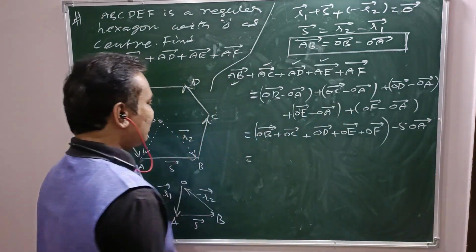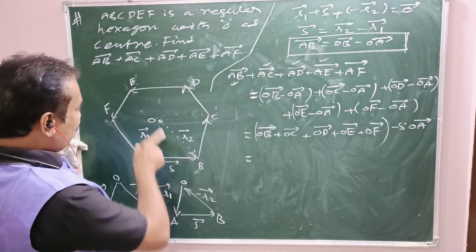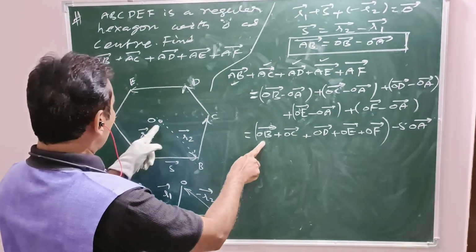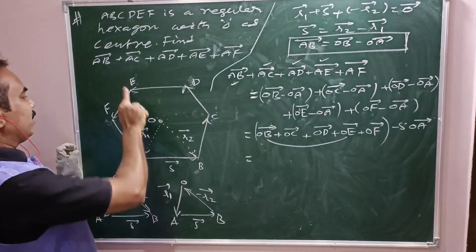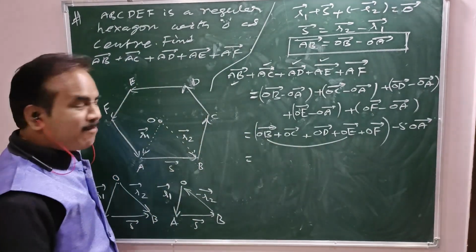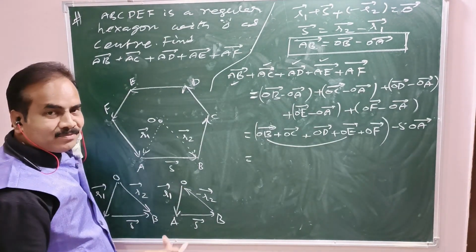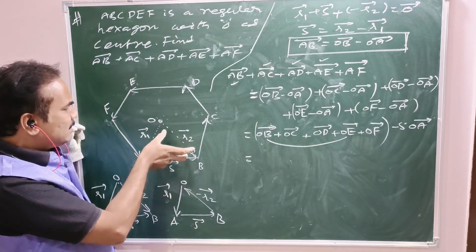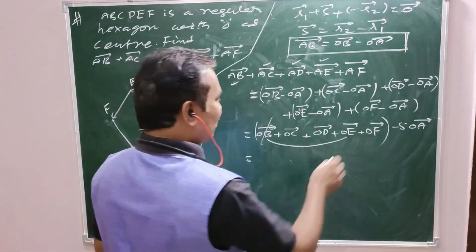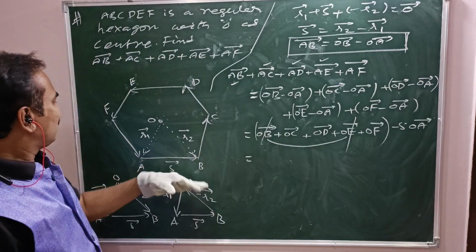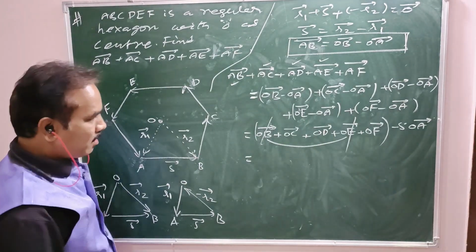Okay. Now see the hexagon here. OB and OE: see these two. OB bar and OE bar are equal in magnitude but opposite in direction. They are negative vectors, meaning the same magnitude but opposite directions. OB bar is the negative vector of OE bar. So they cancel with each other.